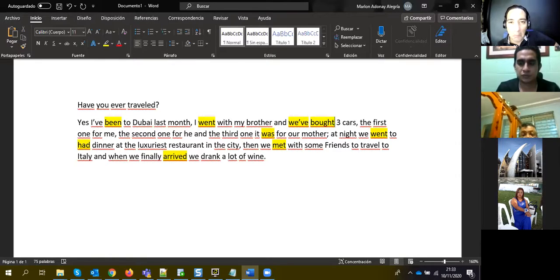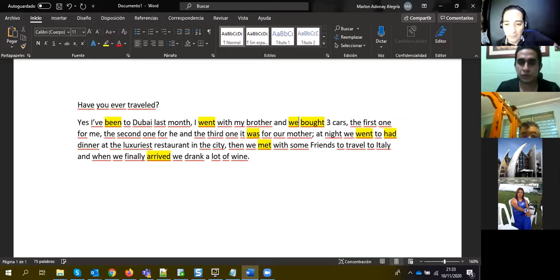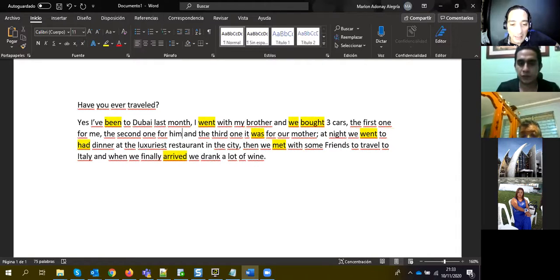What about we bought? Ya es tiempo pasado. Compramos. We bought 3 cars. So I need to remove just the contraction. We bought. Okay. There you go. We bought 3 cars. The first one for me, the second one for him. That's right. And the third one was for our mother.